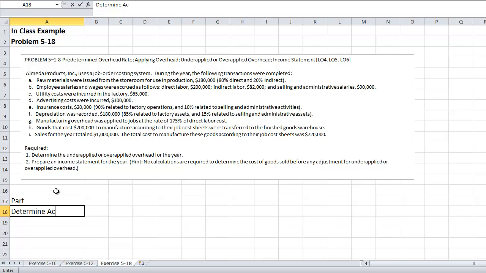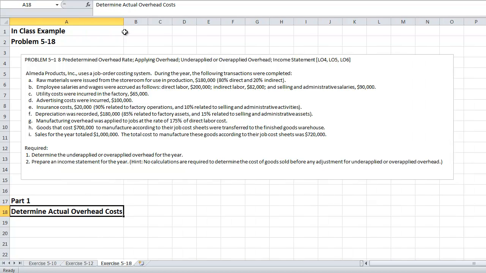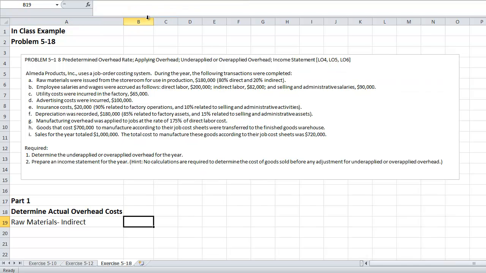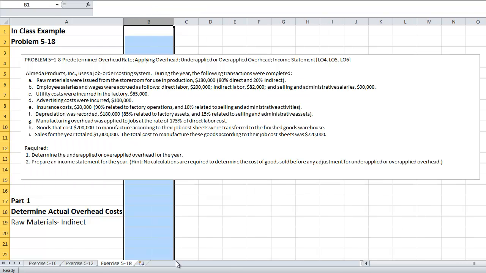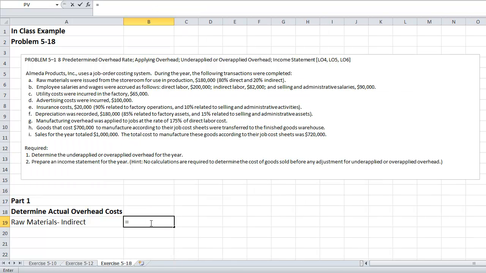Determine actual overhead costs. I'm going to go through each of these transactions and determine if it's part of overhead. Raw materials. Well, the direct raw materials are not, but indirect raw materials are. So raw materials, indirect. And it says that the raw materials were 180,000 and 20% were indirect. So 20% of that is going to overhead.